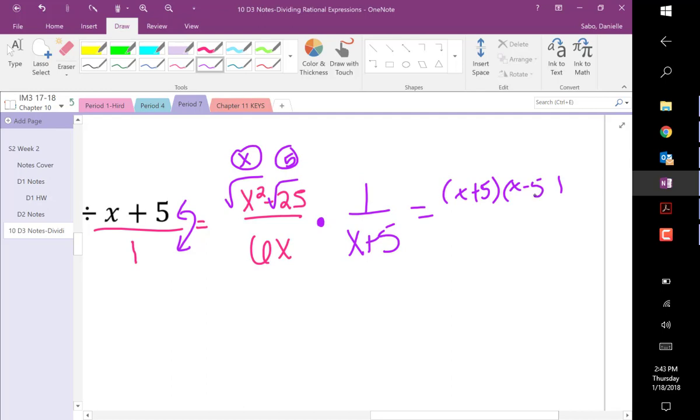Well, that was really sloppy handwriting. I apologize. Times 1, so I don't have to do anything. Okay, so all we did was we factor this piece. That's all we did so far. And 1, I mean, you could write it if you want.